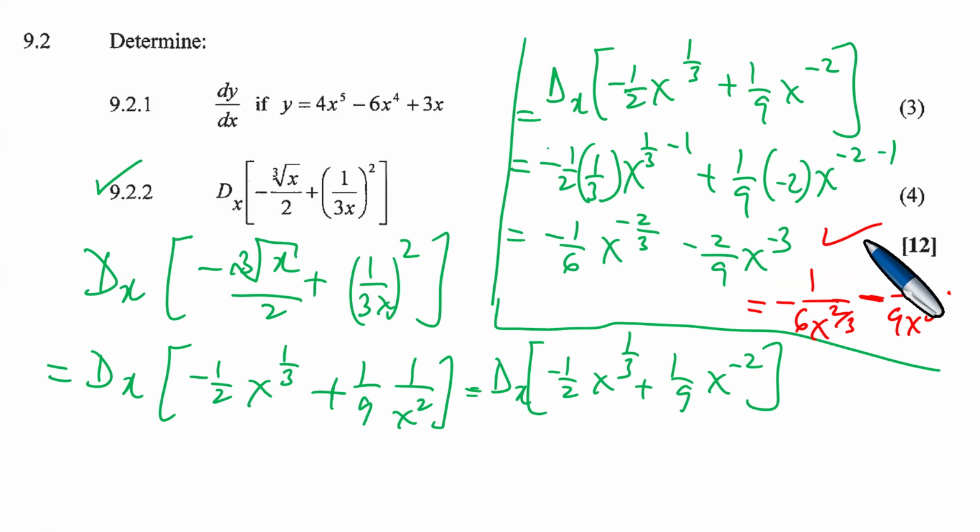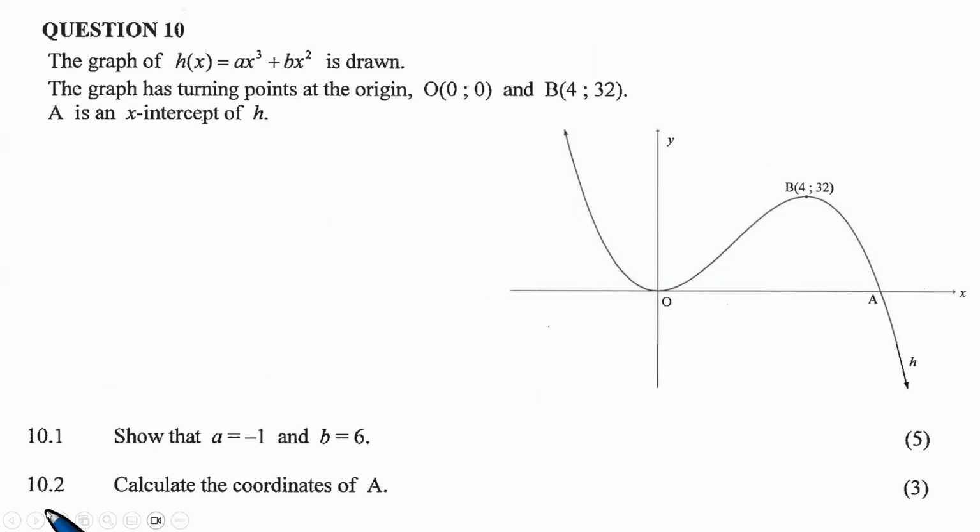let's explore the next concept. Right, let's explore the next question. Okay, the next question is about a cubic graph, and this cubic graph is a very interesting one. The graph of h at x equals x cubed plus bx squared. Here's another question, and we need to find the equation. But in this case, they did not give us the x-intercept. The question is, what do we do?